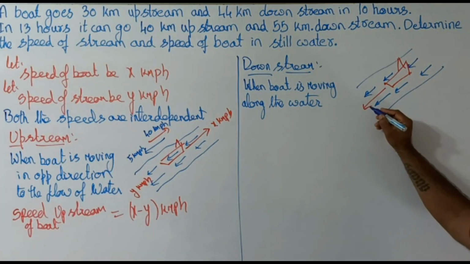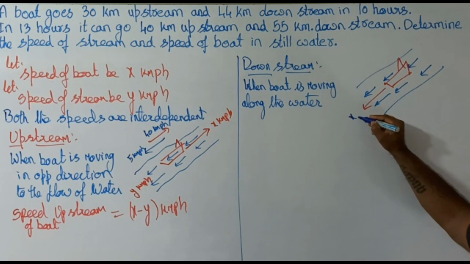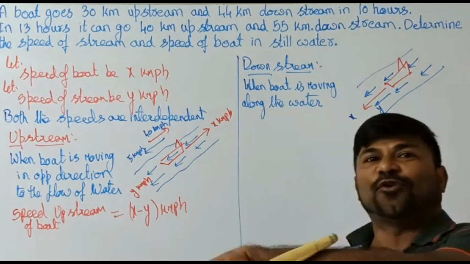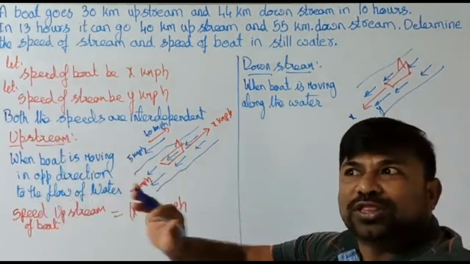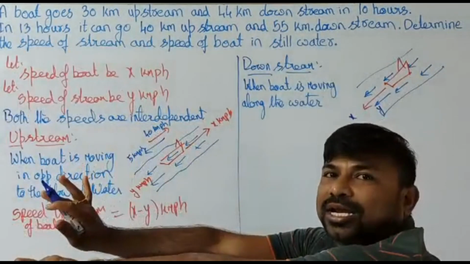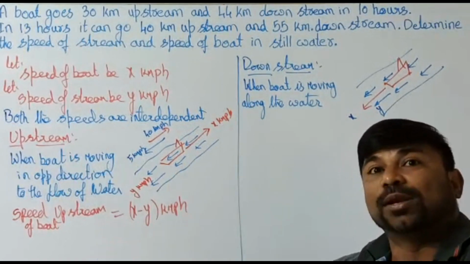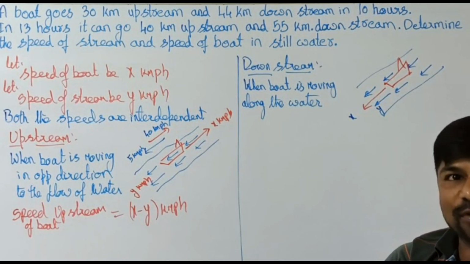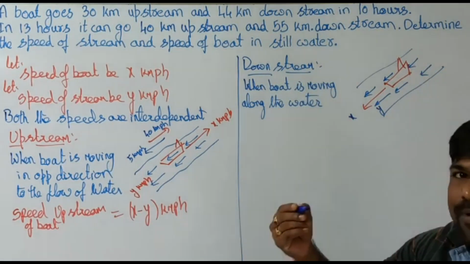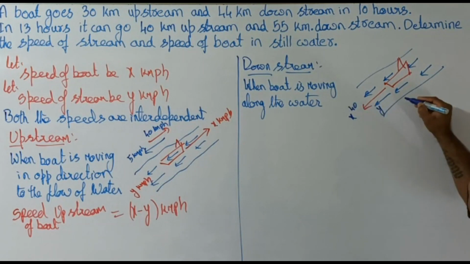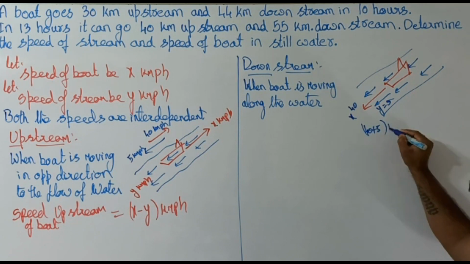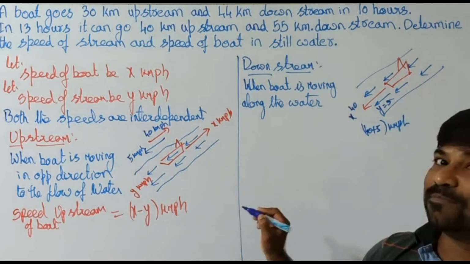If the speed of the boat is x kilometers per hour and the speed of the water is y kilometers per hour, though the boat is going with 40, the water is pushing it to move with 5 more speed. 40 of the boat, 5 of the water, altogether the speed of the boat downstream becomes 45. So 40 plus 5, it goes with 45 kilometers per hour. This is just an example for you.